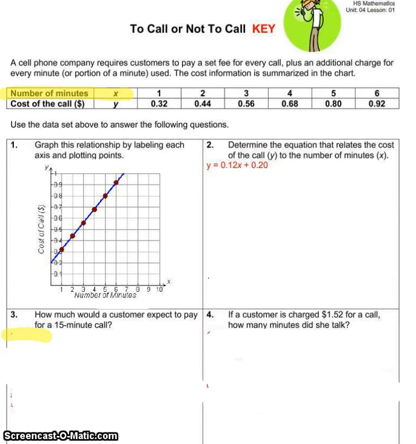So take a moment and copy down this equation, and we'll go over these steps. I plugged in 15. 15 times 0.12 is $1.80. And then I have to add that to 20 cents. So a customer can expect to pay $2 for that call.